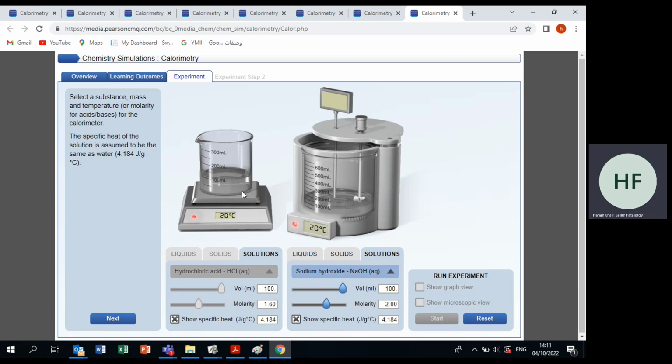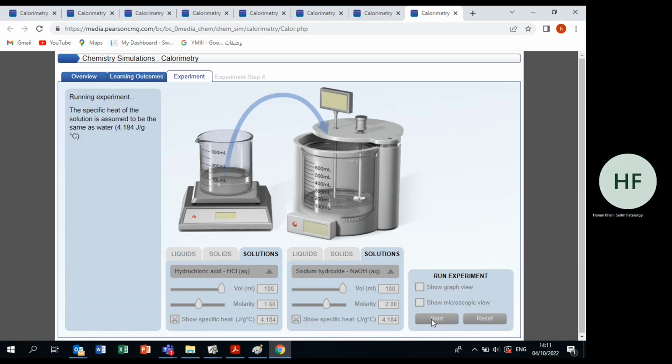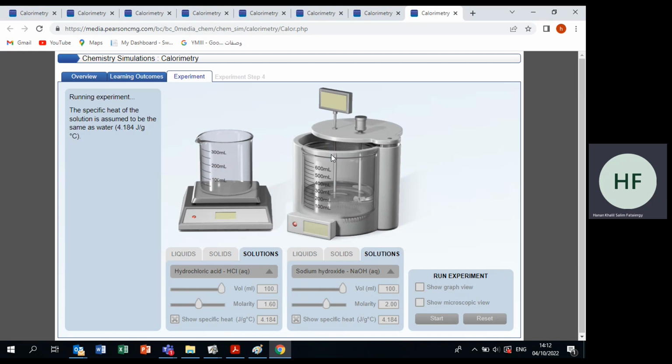Okay, let's see. So here in this container, I have HCl, which is an acid. And here in this container, I have an AOH, which is a base. Now, both of them are at the same temperature. Now, let's press on next and see what will happen when we mix them together. Okay, now the acid will go to the base. Quickly we will cover so that no heat is lost, and then we will observe the temperature. Now, what did you notice? What is the final temperature?